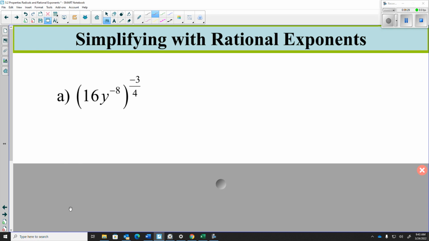All right, here's the deal that I'll cut with you. If you can get through this slide with me, we'll take a break after this. Sound good? Yes. All right. I know there's like methods. Okay. 16 y to the negative 8th power, all raised to negative 3/4 power.